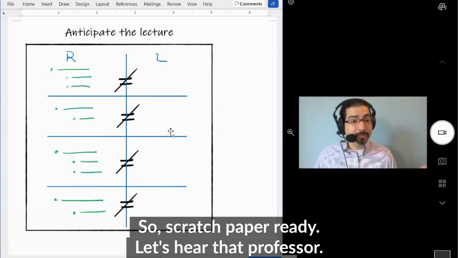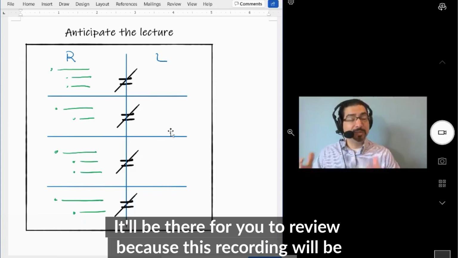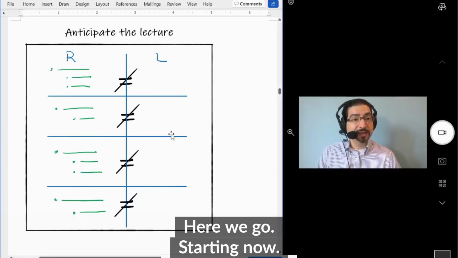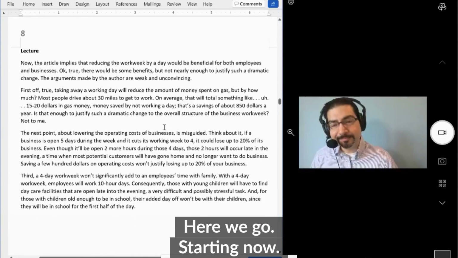So scratch paper ready. Let's hear that professor. You're going to see the transcript on the screen, but I don't want you to see it on the screen. It'll be there for you to review because this recording will be uploaded for you to review in the future. So I want you to take notes the best you can. Here we go, starting now. We begin.